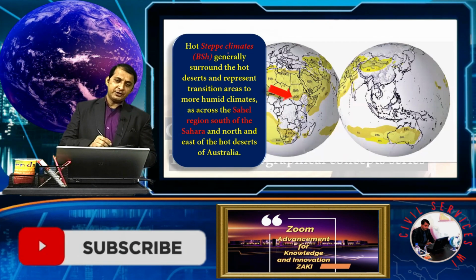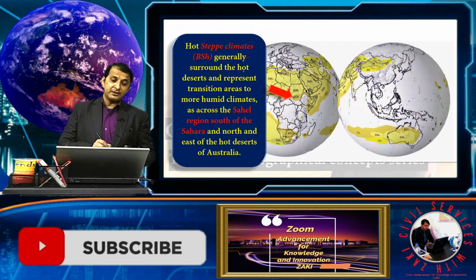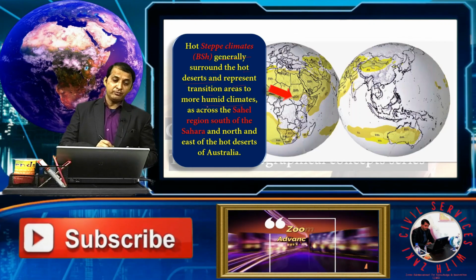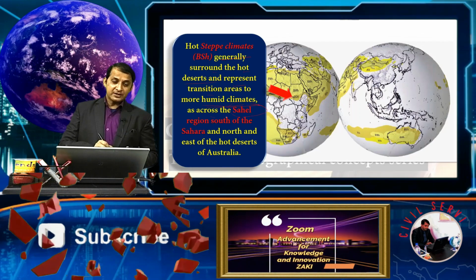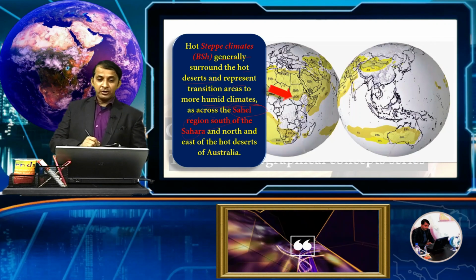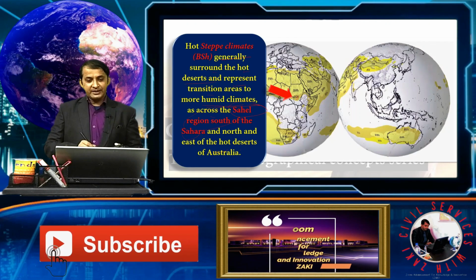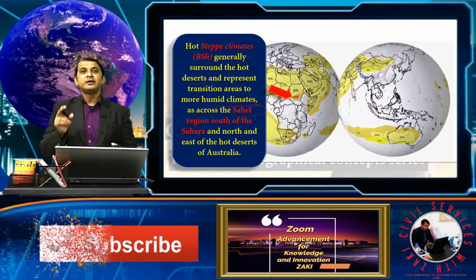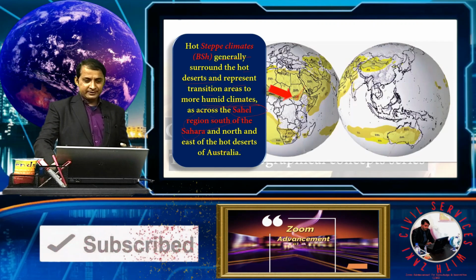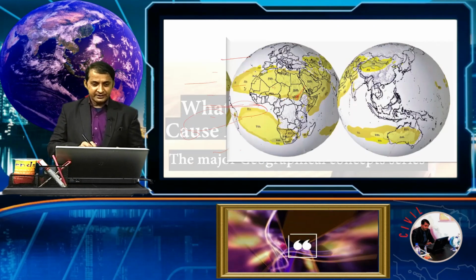So if you see hot steppe, it is generally surrounded by the hot desert and represents a transition area to a more humid climate across the Sahel region. The Sahara lies to the north of the hot desert. So these areas are called the Sahel region of the Sahara.